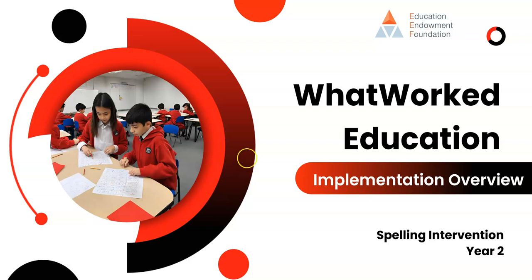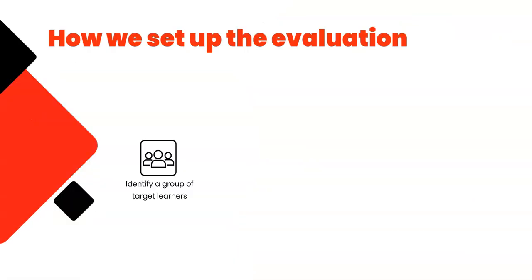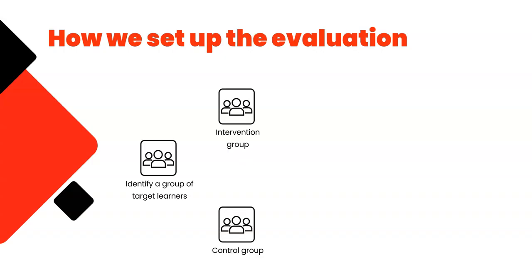Implementation overview. How we set up the evaluation. The first thing we ask you to do is to identify a group of target learners. You'll then use the What Work Teaches platform to randomly allocate these to the intervention and control group.